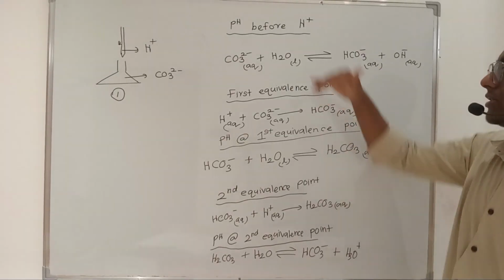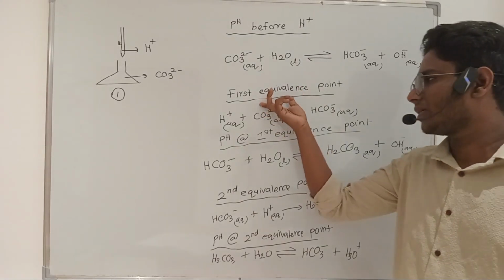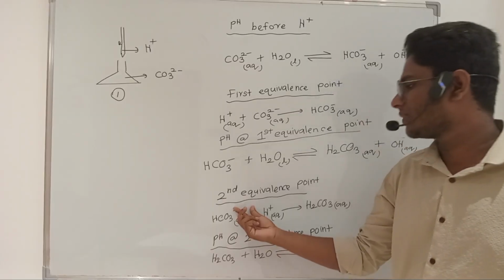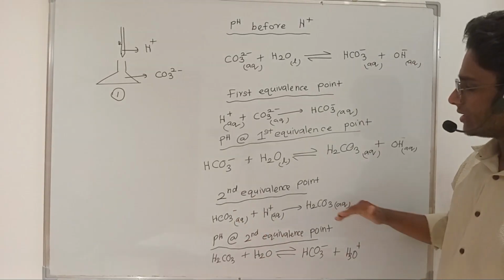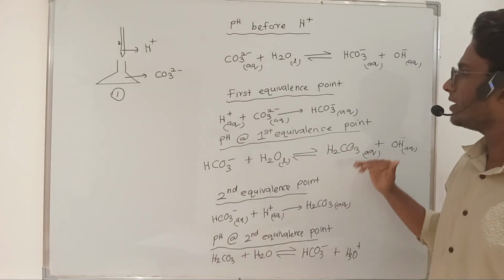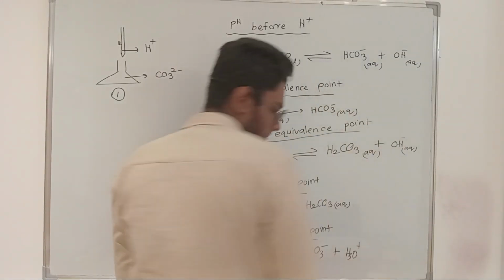Normally they ask what is the pH before the addition of H plus, then they will ask about the first equivalence point and what is the pH at the first equivalence point, then they will ask about the second equivalence point and what is the pH at the second equivalence point. So these are generally the reactions happening at the particular steps. You all must know this.